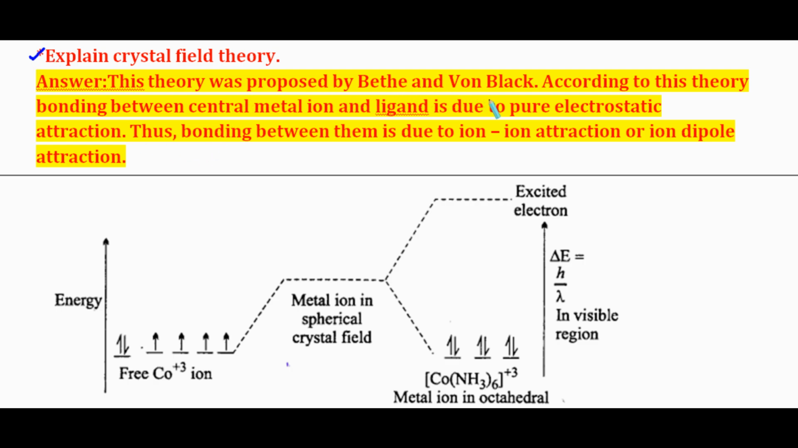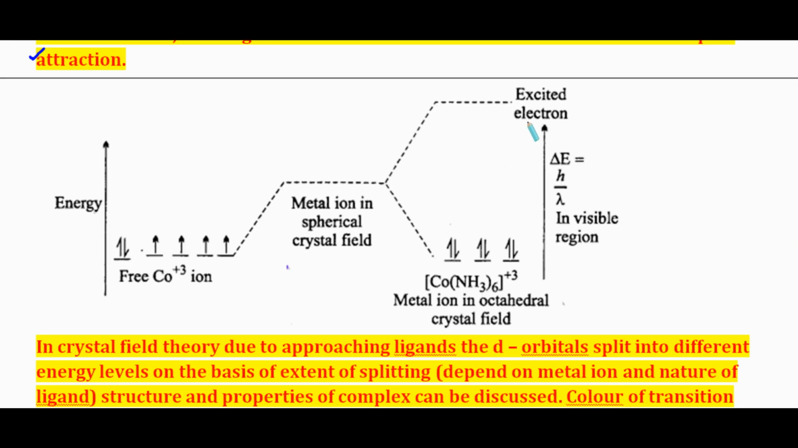Next, explain crystal field theory. This theory was proposed by Bethe and Van Vleck. According to this theory, bonding between central metal ion and ligand is due to pure electrostatic attraction. Thus, bonding between them is due to ion-ion attraction or ion-dipole attraction.